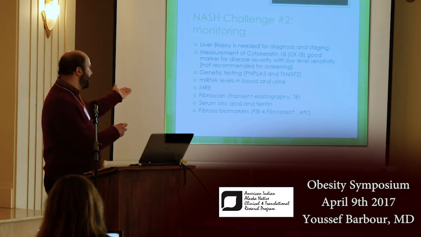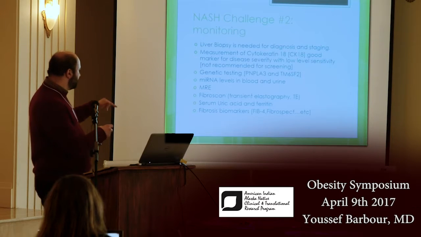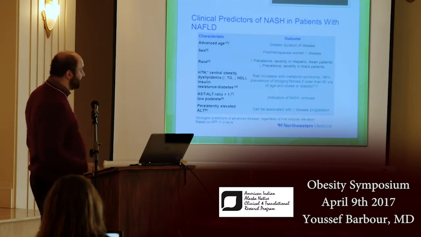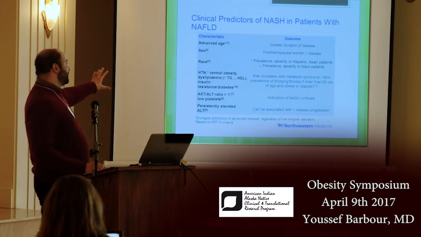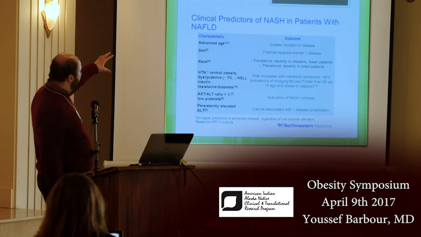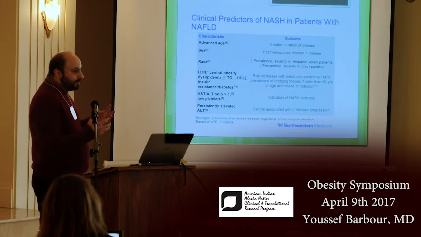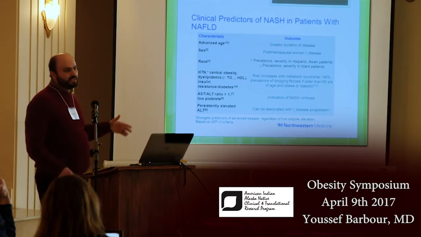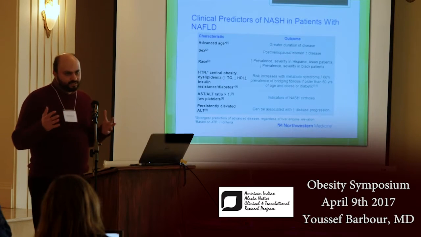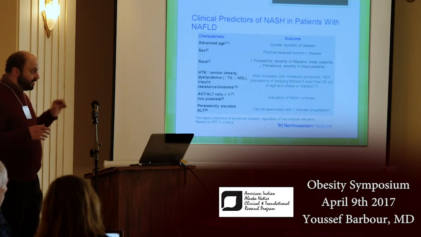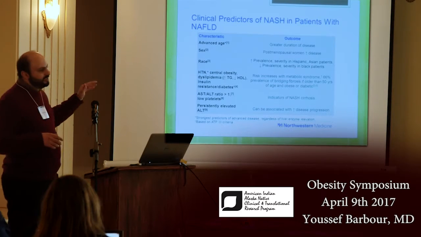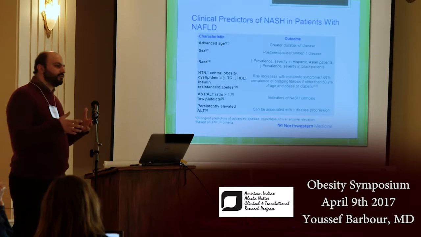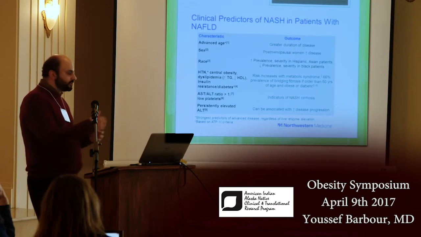Some suggest uric acid and ferritin in the blood. Some suggest other usual fibrosis biomarkers. We don't know. It's not really clear. Now, these are clinical predictors of NASH. And from all this, what I see we can apply as handy and easy to apply is the persistent elevation of ALT. Now, ALT and AST are not sensitive nor specific for the disease. But if you have a persistently elevated ALT and you can track it back with time, you might say, oh, this is probably NASH or at risk of NASH.